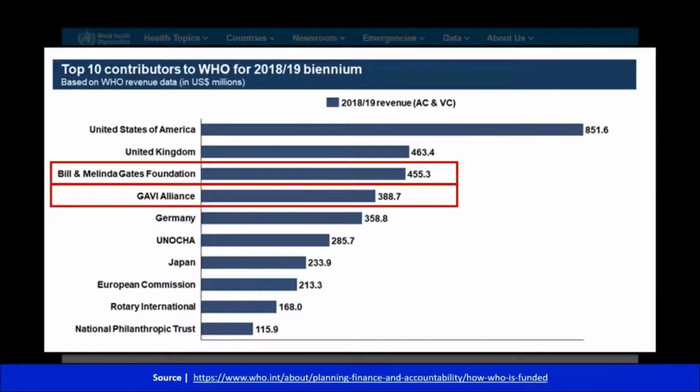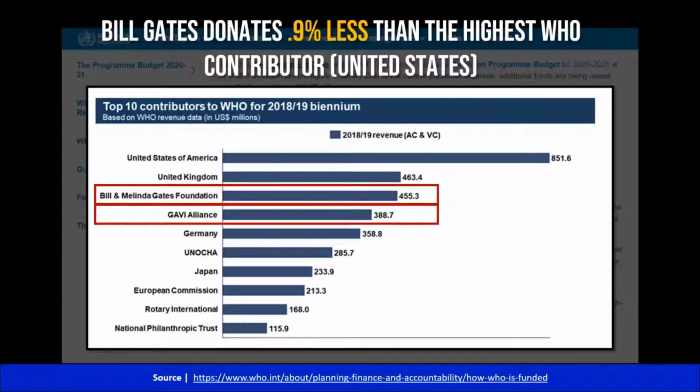So again, if we take a look, Bill and Melinda Gates Foundation and Gavi, that's $455.3 million plus $388.7 million. Bill Gates donates 0.9% less than the highest contributor, which is the United States. Wow. I did the percentage. So here's the next thing. We all know what happened in June. What did Donald Trump do? Donald Trump axed all the funding going to the WHO.